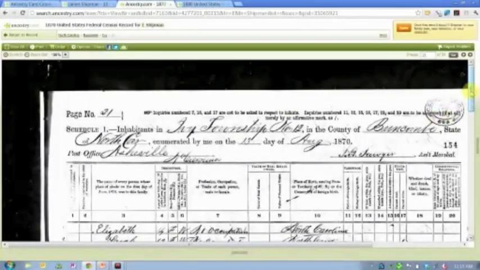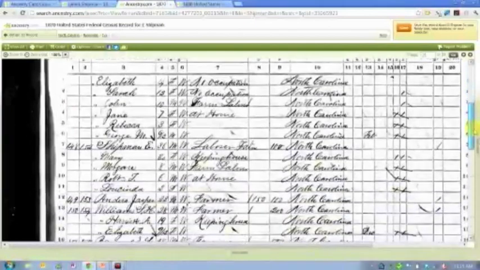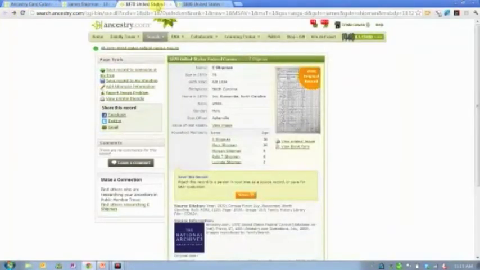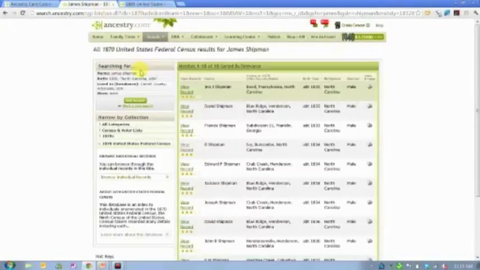And I do that because sometimes that single initial isn't exactly what was transcribed. And so I'll check the image just to be sure. In this case, it is an E, and so that's not my person, so I can go ahead and work my way back to those search results.